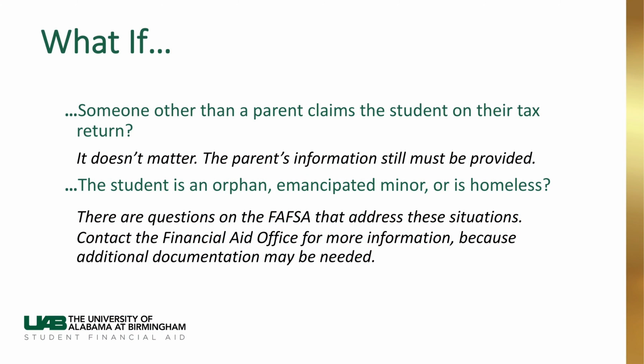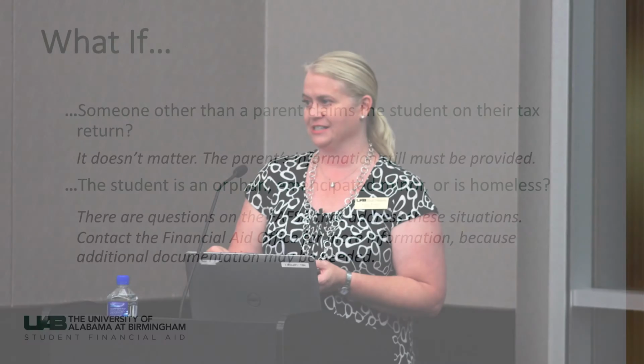If someone other than the parent claims them on their tax return, doesn't matter, parents' information is still provided, okay? And if the student is an emancipated minor, is considered to be homeless, or is an orphan, then those are again situations that are addressed on the FAFSA. Those students are generally considered to be independent for financial aid purposes. That just means there's no parental information to provide. But again, those are situations that most schools are going to ask for documentation for, okay?